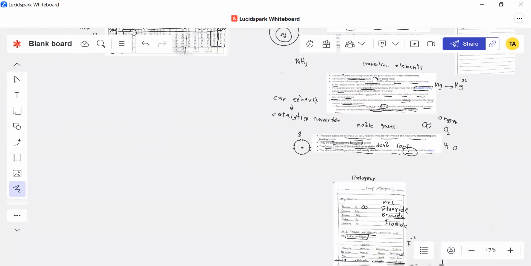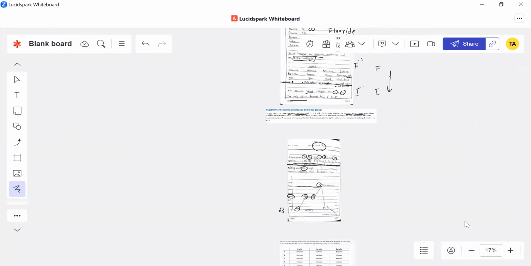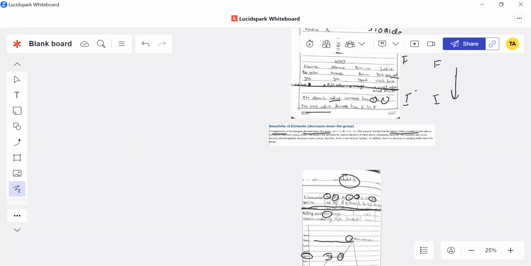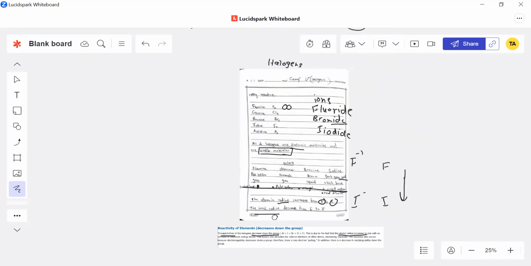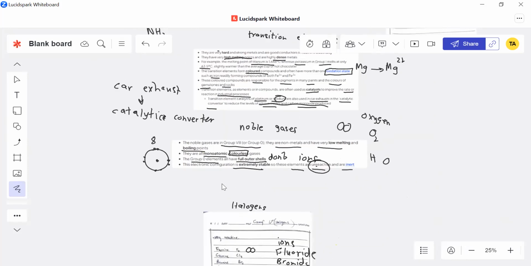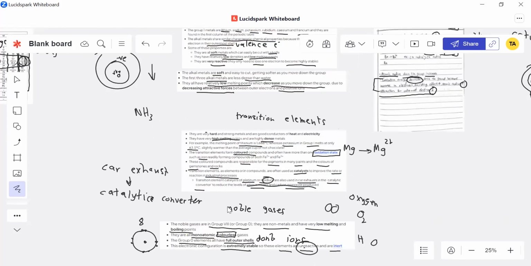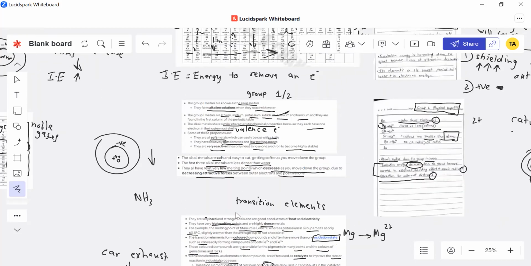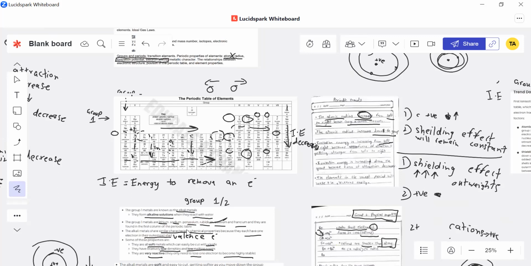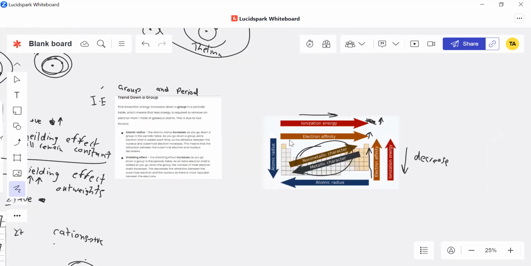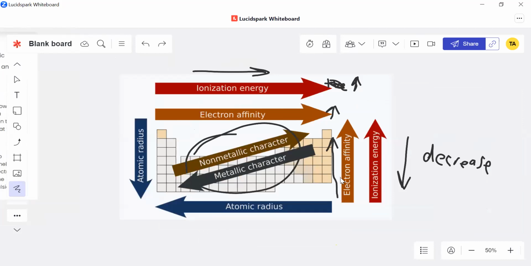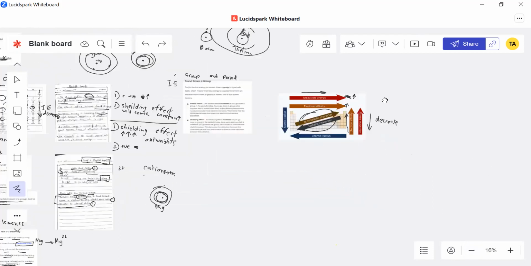So this was really everything, all of the trends. You need to know period 3 trends, the halogen trends, and then the noble gases, the transition elements, group 1 and group 2 trends, the atomic radius, the ionization energy and electron affinity. And you can memorize this diagram right here. It's very important that you memorize this. You can take a screenshot if you want, or I'll send this in the Discord server.